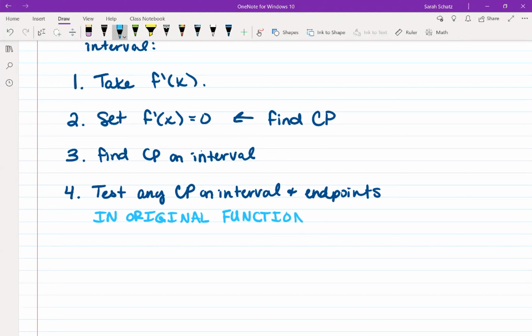So yes, I do have to take the derivative. I do have to find critical points, but that's not actually the point of this problem. It's not what gets you a solution. I find them so I know what values to test. Now that I know what values to test, I put them into the original function. I get a bunch of y values to go with these x values that I've tested. The highest y value on my list will be my absolute max, and the lowest y value on the list will be my absolute min.